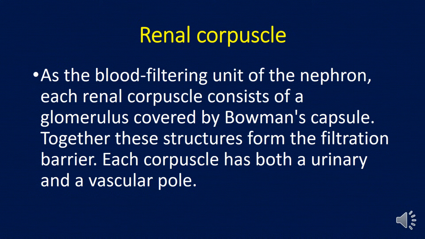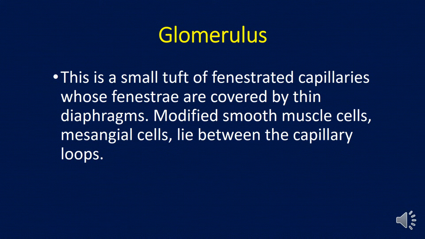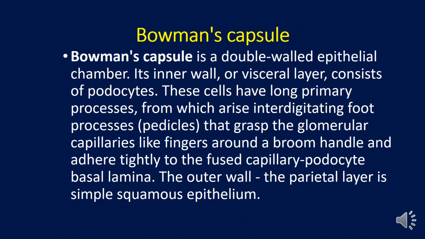Glomerulus includes fenestrated capillaries and Bowman capsule. Between the fenestrated capillary and Bowman capsule are some modified smooth muscle cells, mesangial cells. Bowman capsule, a very important part, is formed from two layers of cells.